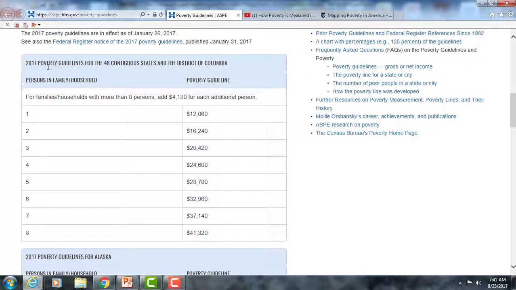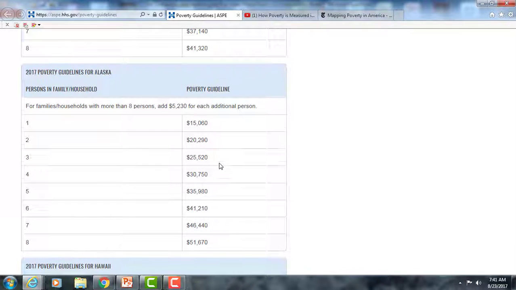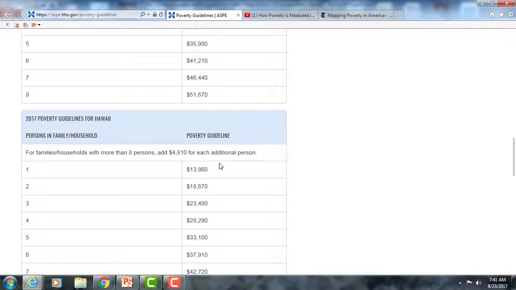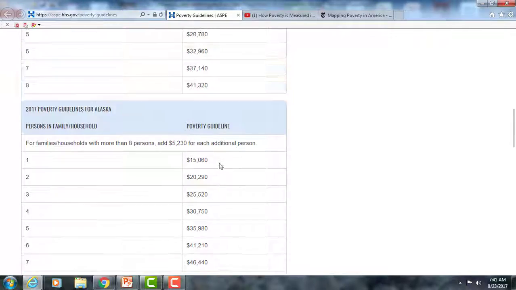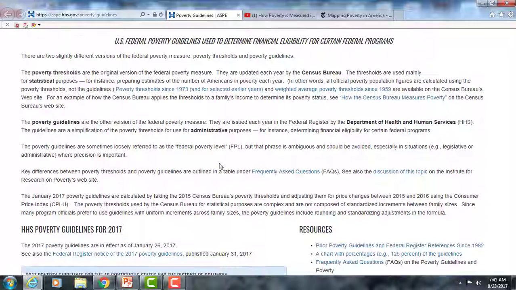But here's the current numbers, right, for 2017 poverty guidelines. So for a family of one, a single person, if you're making anything less than $12,060 a year, you're officially considered poor. Right, I'm always interested in a family of 4. Anything less than $24,600, you're officially considered poor. They do have a little bit different guidelines for Alaska and Hawaii. The numbers are a little bit higher, not significantly, but a little bit higher. So that's the official poverty line, right?